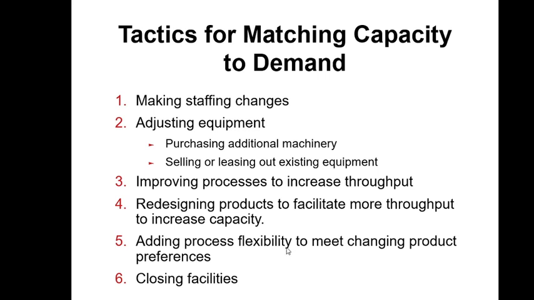Adding process flexibility to meet changing product preferences. Make your process, your production lines, for example, because we say process because sometimes it is a service, more flexible. I'll give you an example about Pepsi in Jordan. Now, Pepsi company in Jordan, as you all know, they have a production line for Aquafina, water.